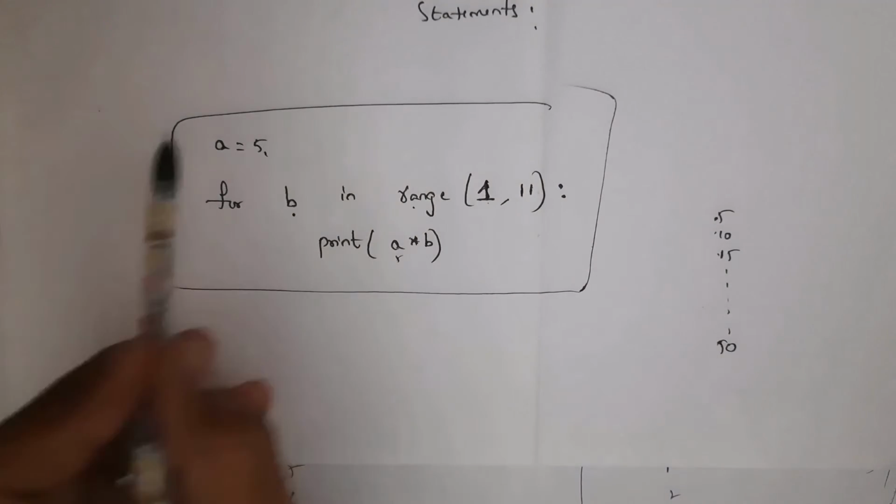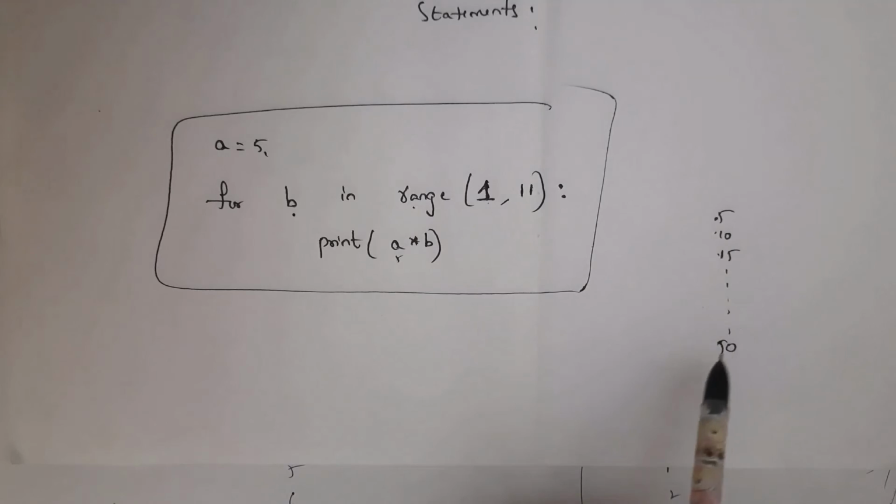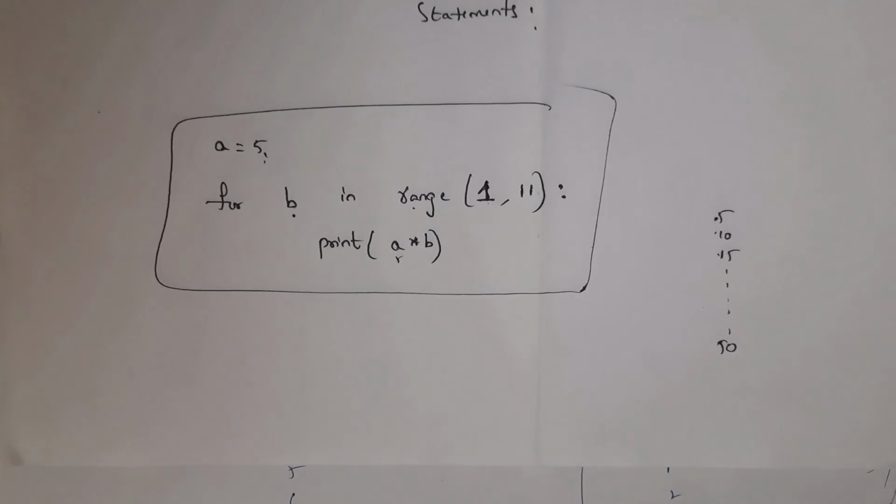Whenever I execute this code, I will get output that is 5, 10, 15 up to 50. If you want to print a single table, then you write here a equal to 5. But if you want to print multiple tables, like I want to print 1 table, 2 table, 3 table, 4 table and 5 table, then for that purpose you need to use a nested for loop.